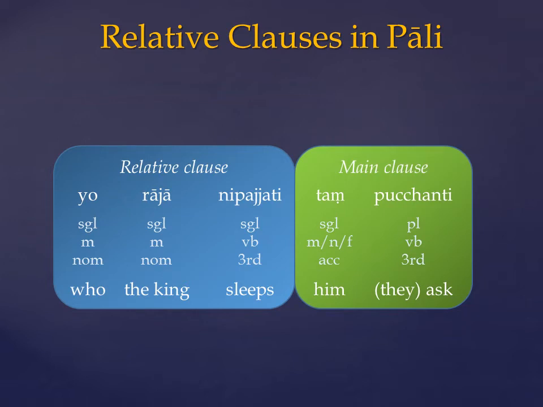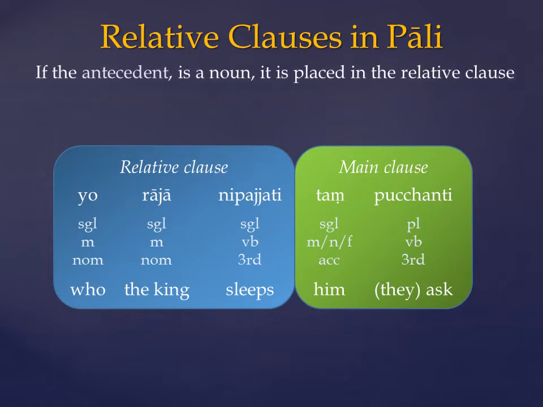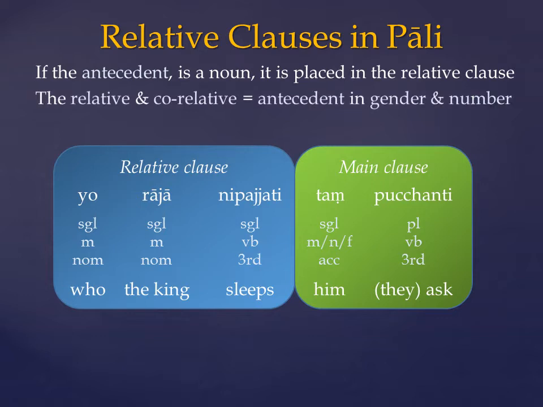Next, we need to identify the antecedent noun, and there are two rules which help us do this. First, if the antecedent is actually expressed in the sentence, it will be placed in the relative clause. And the second rule is that both the relative pronoun and the correlative pronoun will agree with this antecedent noun in both gender and number. So we must look for a noun in the relative clause which matches the pronouns in gender and number, and here we can see that it's the king.